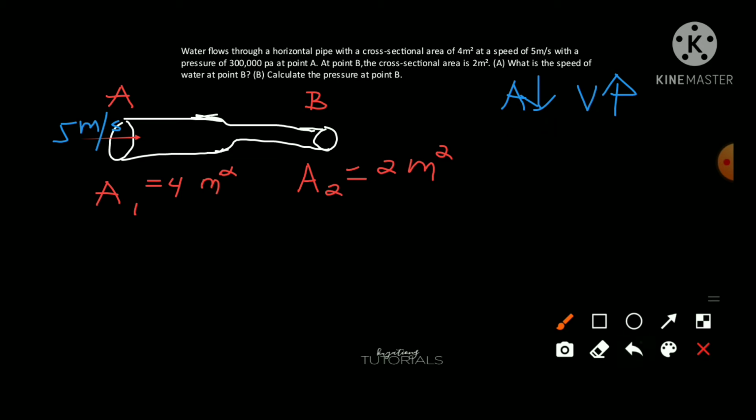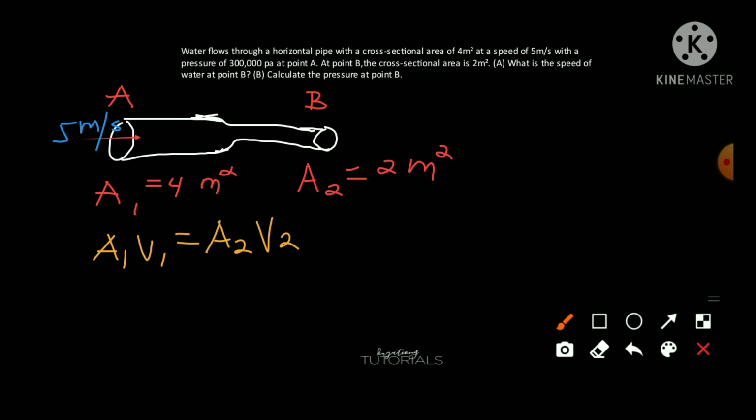So first, we are going to look for the speed of the fluid here at point B, because it is not yet given. We are only given the speed at point A. To calculate that, we're going to use the continuity equation for incompressible fluids. It is area 1 times speed 1 is equal to A2 times V2.